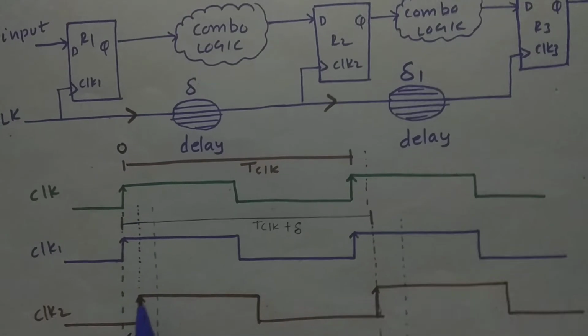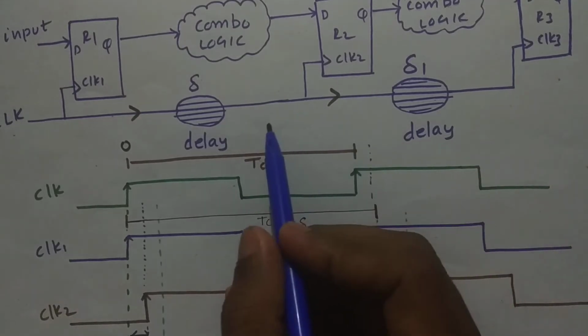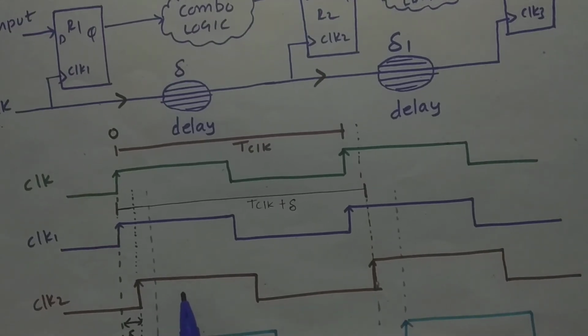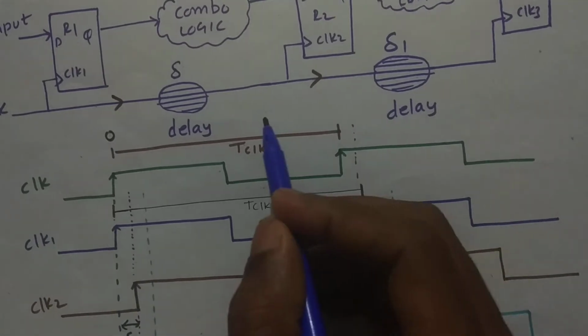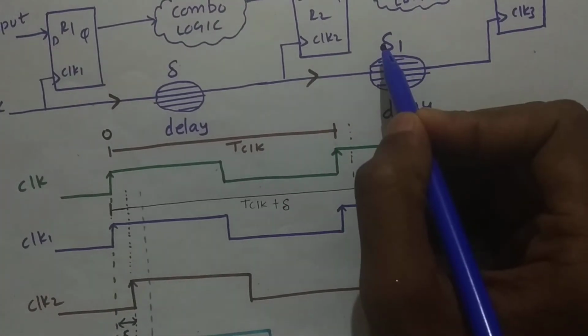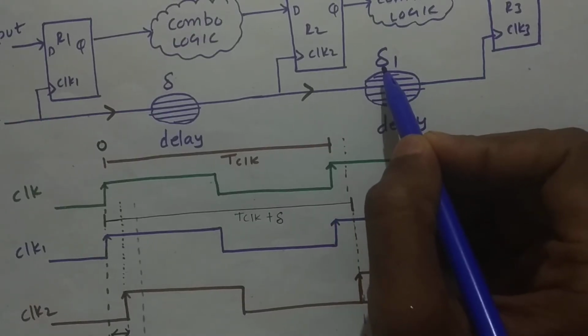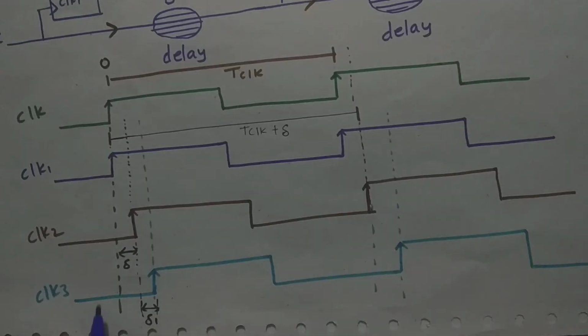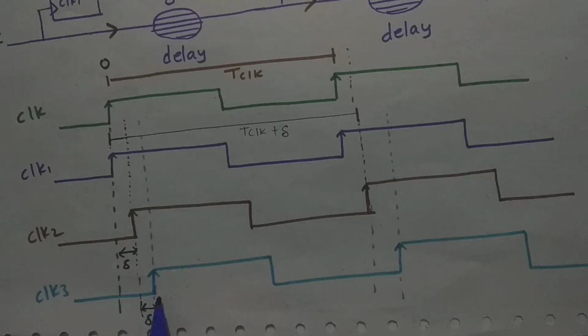Now clock 2 has a certain delay. As you can see, there is a certain delay over here, that is delta amount. So clock will appear at clock 2 after delta amount of time. But to reach clock 3, there is one more delay, that is delta 1. So we will get the clock after delta plus delta 1. This is the amount of time after which we will get the clock at clock 3.